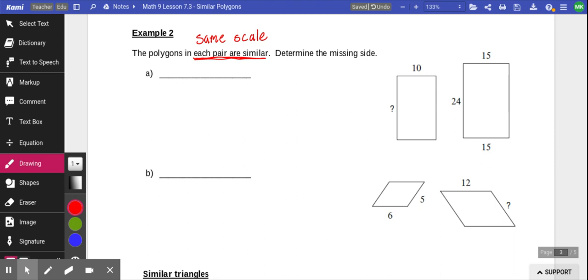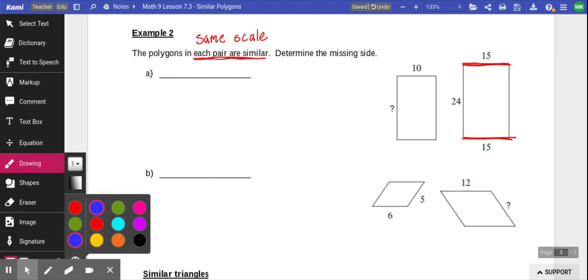I have the shape on the right. The top and the bottom are both 15. The side is 24. In the other shape, they've told me the top is 10. That means the bottom must also be 10. And they want to know what is the side. That's why they put a question mark there.